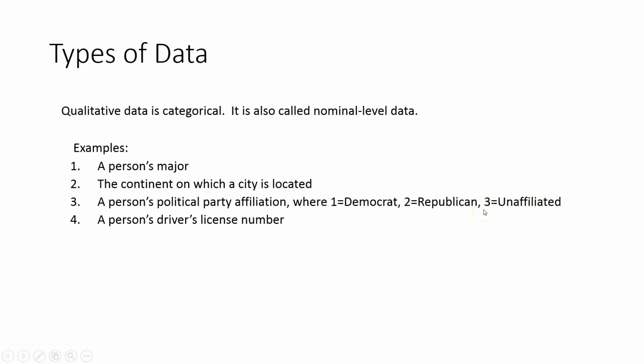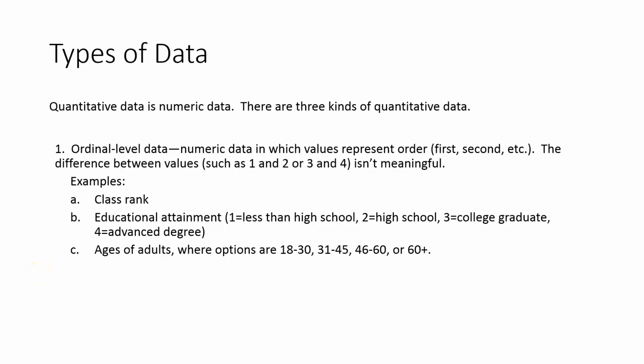And if you think about it, does it make sense to average those together? If you took an average of a bunch of these values and got 2.4, that doesn't really tell you very much, or anything really. And then the same thing with driver's license numbers. Those numbers don't represent something that's numeric. Those are just labels. So now let's talk about quantitative data.